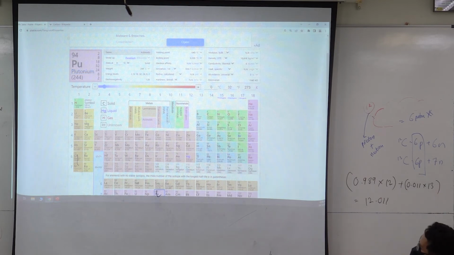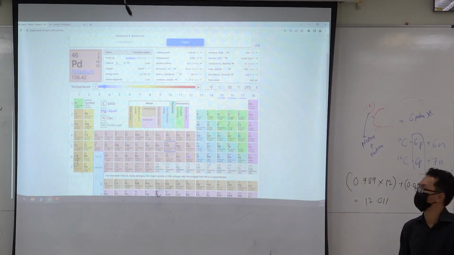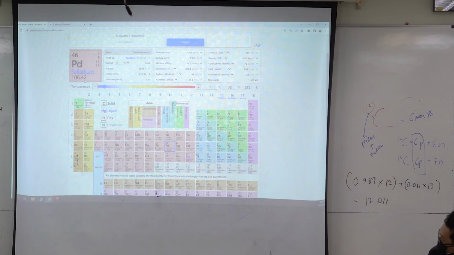But if you look at, for example, palladium, they are isotopes, because this decimal means there are certain palladium that are abundant but have different neutron configurations inside the atom.